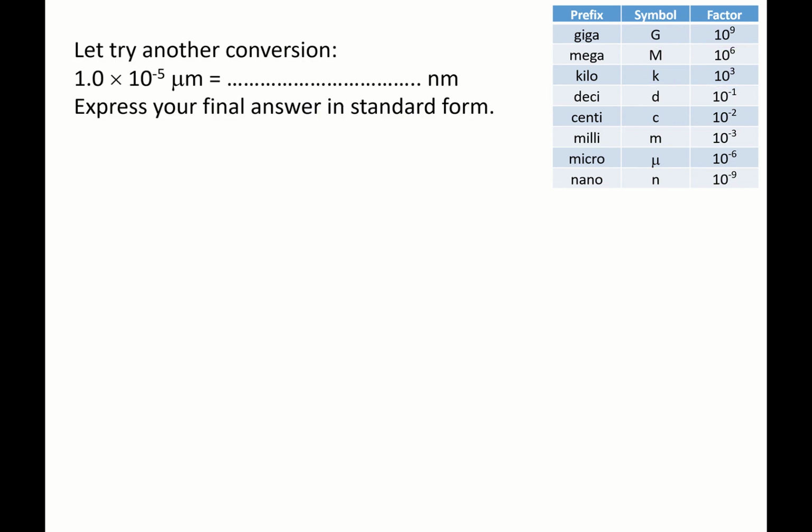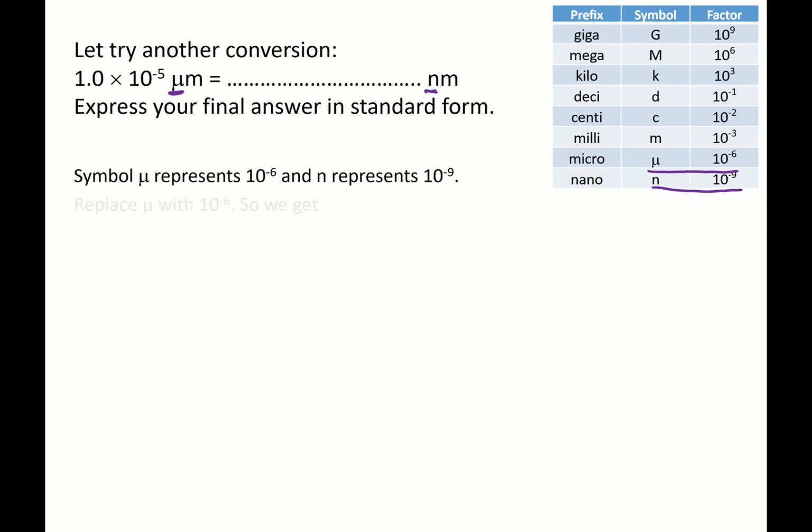How about 10 to the power minus 5 micrometer convert to nanometer? Express your answer in standard form. In order to do this, we take micro represents 10 to the power minus 6 and nano represents 10 to the power minus 9. And replace micro with 10 to the power minus 6. So we get 1 times 10 to the power minus 5 times 10 to the power minus 6.